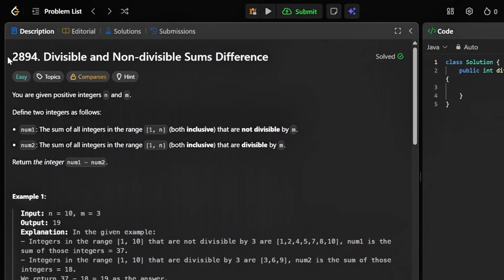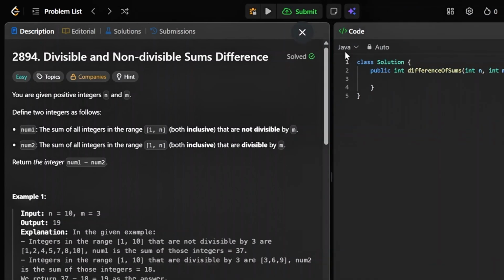So in today's video we'll be discussing problem 2894, which is divisible and non-divisible sums difference. In this problem we're given two integers, n and m, and they're both positive, so keep that in mind. There are two integers that we have to make: num1, which is the sum of all integers in the range 1 through n that are not divisible by m, and num2, which is the sum of all integers that are divisible by m in the range. So basically we just have to return the difference between num1 and num2. So that's basically what the problem is.